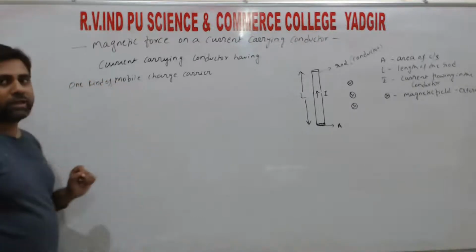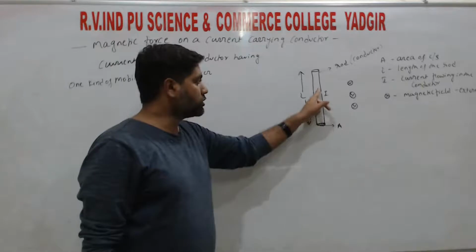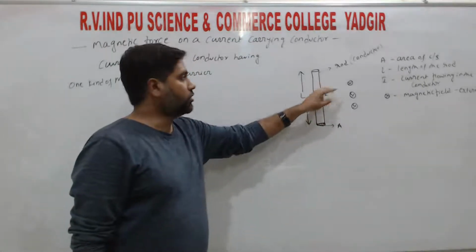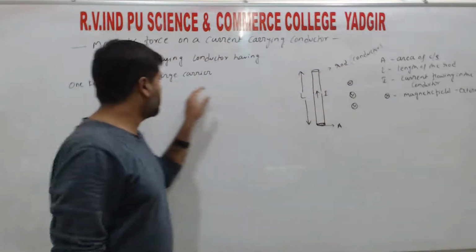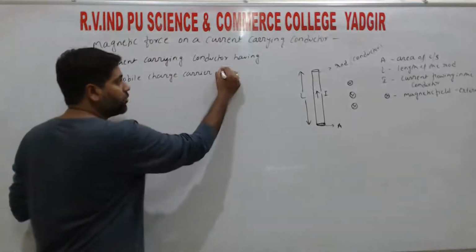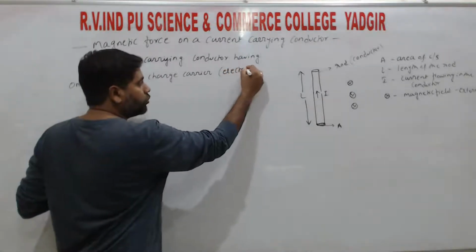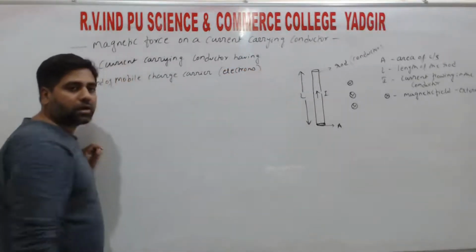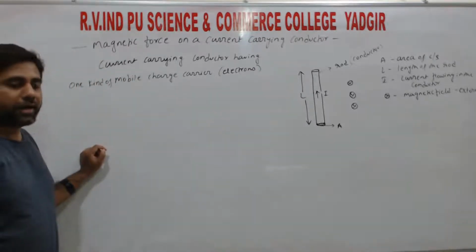One kind of mobile charge carriers. So current flow is happening, which means it carries a current. Since we consider a conductor here, the mobile charge carriers are nothing but the electrons. So electrons are flowing or moving in the conductor, right?